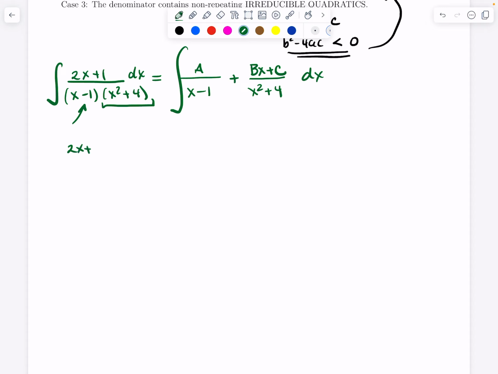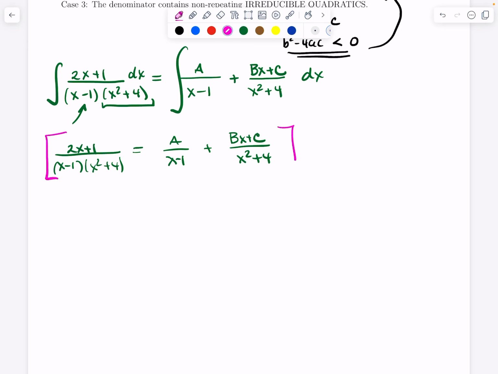So I'm going to come back here and write it again, x minus 1, x squared plus 4 equals what we just said, and we will proceed as we have done in the previous examples. We will multiply everything through by the least common denominator, and all the factors that aren't present will cancel out. So we will be left with 2x plus 1 on the left, because the denominator should cancel by design, equals a times the x minus 1 cancels, so x squared plus 4, plus the bx plus c times this entire factor here, x minus 1.